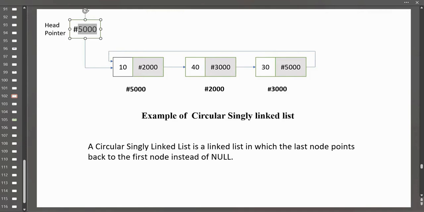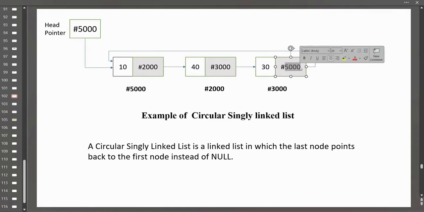So in a circular singly linked list, basically the last node points back to the first node, instead of writing null. Okay. Are you getting the point? Yes. So this is how 5000 is stored here. Why? Because it's now connected to the first node, so it will take the address of the first node only. Okay. Right.